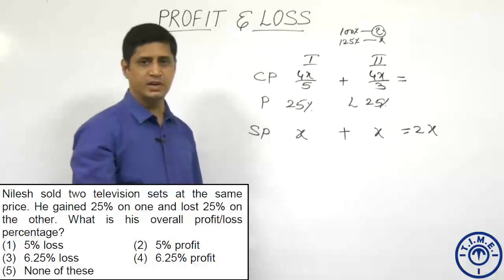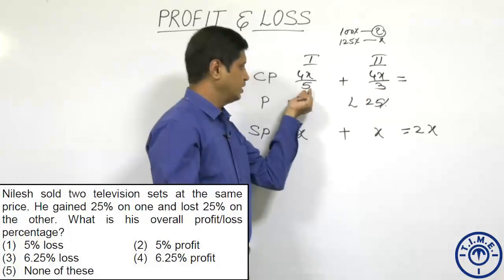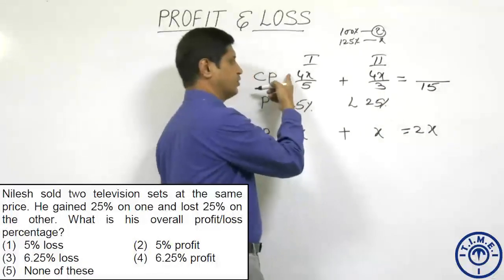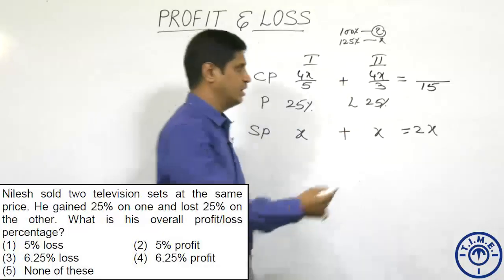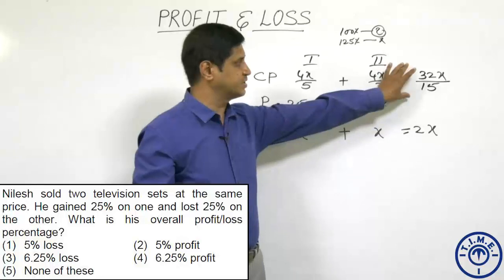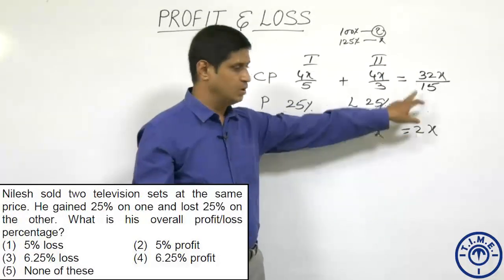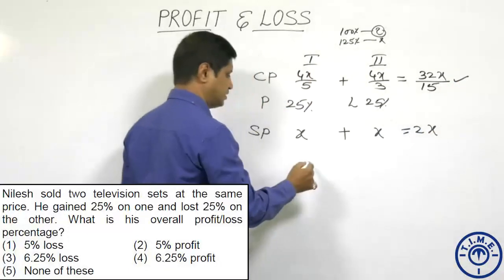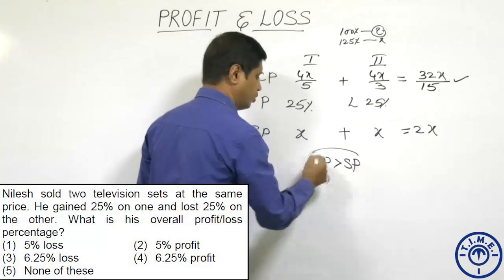Adding these two, we get the total cost price. What is the total cost price here? Sum of these two. The LCM is 15. Now, what about the numerators? 3 times 4 is 12, 5 times 4 is 20, and 20 plus 12 is 32X. Total cost price is 32X by 15. Total selling price is 2X. Now, if you observe these two, on comparing, the CP value is more. When CP is more than SP, it results in a loss.